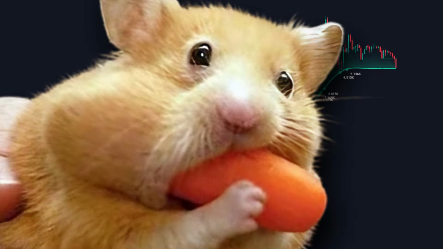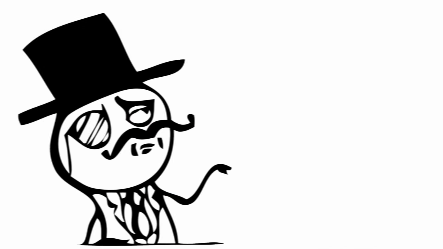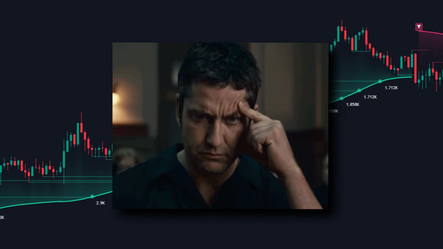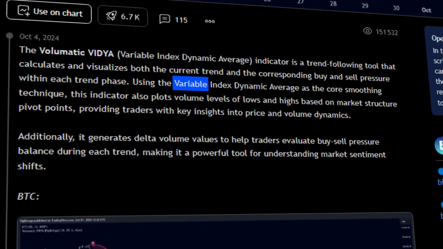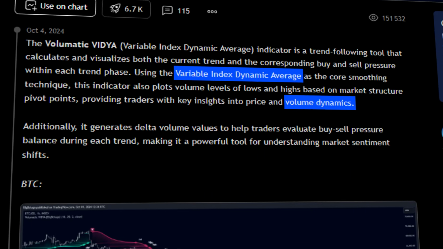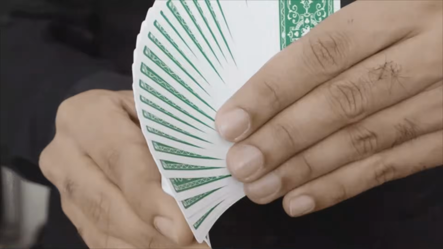The full name is a mouthful, Volumatic Variable Index Dynamic Average Indicator, but we'll just call it VIDYA to keep things simple. What makes this indicator so special? This isn't just another pretty line on your chart. The VIDYA combines dynamic trend analysis with volume confirmation, something most indicators completely miss. Let me break down what you're seeing.